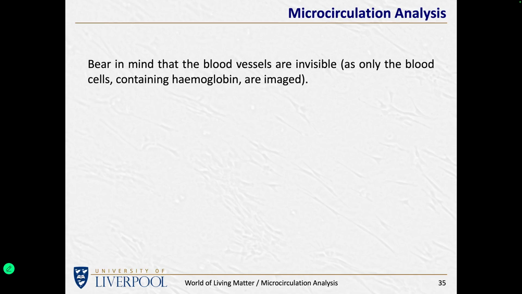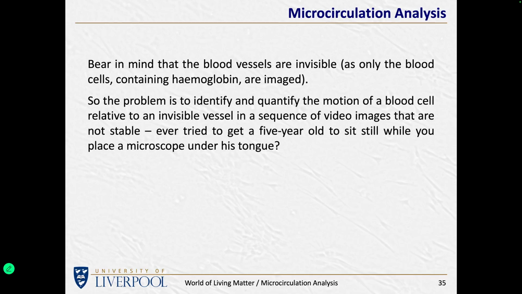This particular technique only images the cells, the hemoglobin, which absorbs a particular wavelength of light, and so the cells are imaged. It's only the motion of the cells that gives us the impression that we're seeing blood vessels. So how do you identify and then ideally quantify the motion of a blood cell relative to an invisible vessel in a sequence of video images like the ones you've just seen? Especially when you bear in mind that we can't simply watch what happens to one cell, because the entire network of vessels could be moving.